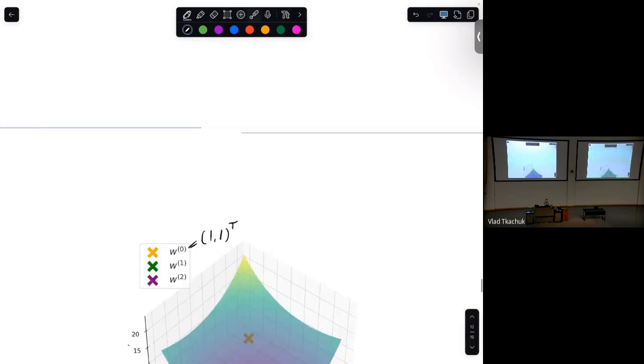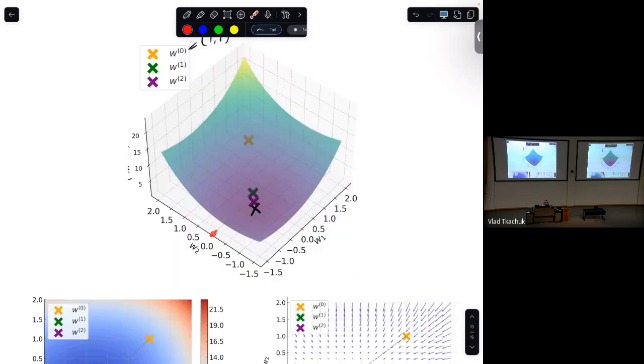And if we go down to the plot, you will see that indeed, that is exactly where this green X is. It is at 0, 0. So you move to 0, 0. And you can repeat this and get the purple X, and I'm not going to do that, but that's the story.